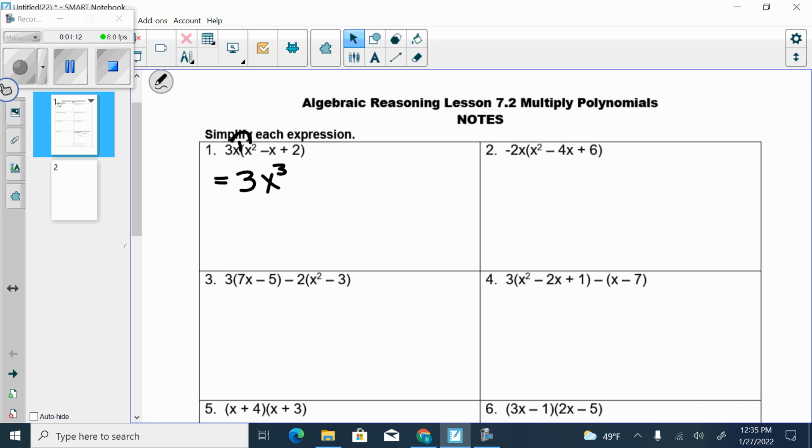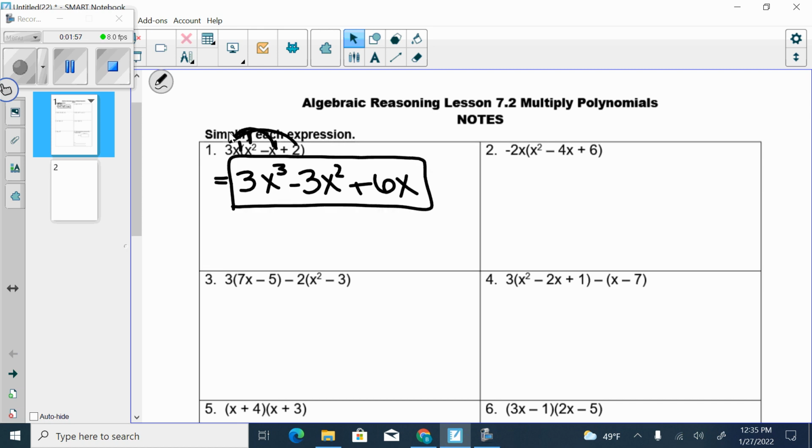Alright, then I have 3x times negative x. So what's 3 times a negative? Negative 3. This x doesn't have an exponent either, so like you guys said, it should just be a 1. So 1 and 1 would give me x to the what? To the second. And then lastly, 3x times 2. 6 what? 6x. And then is there anything that's like terms now that I could go back and combine? No. So I'm done.